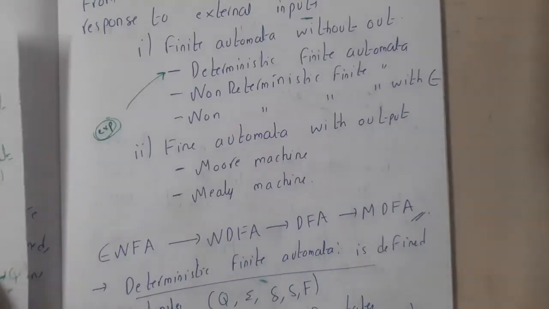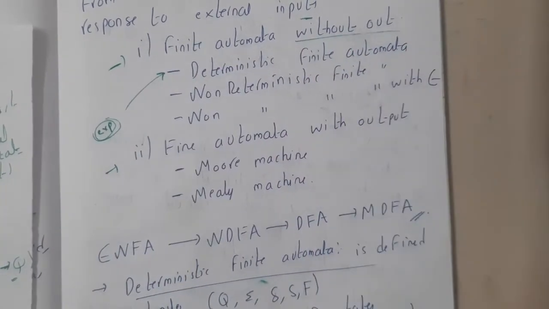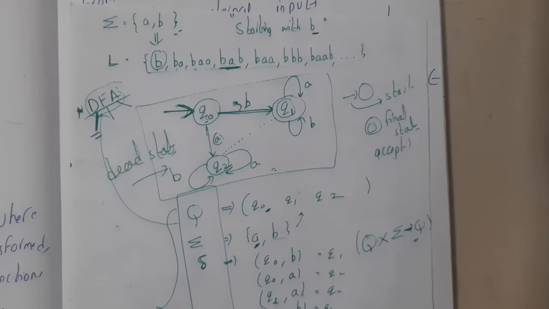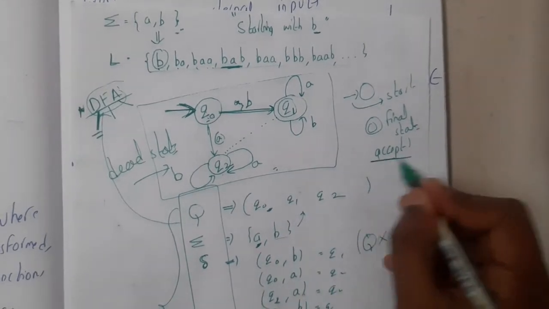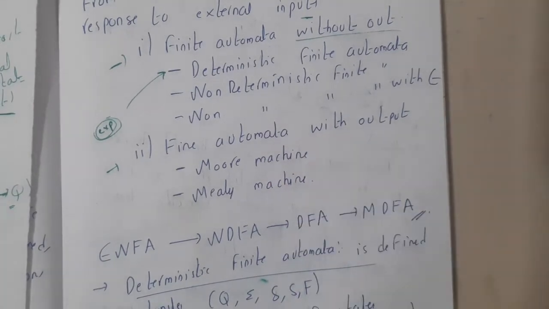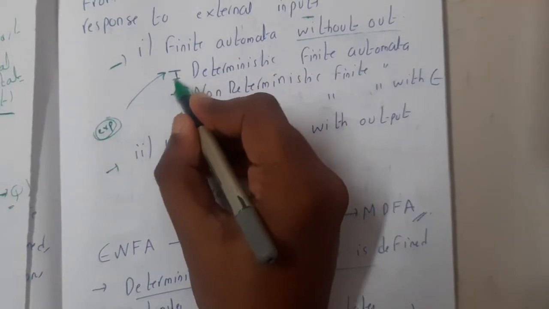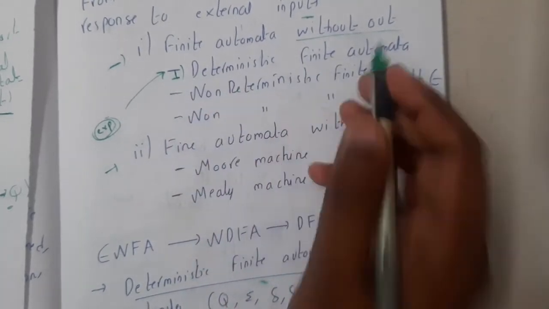Now there are two types of machines, guys. The first machine will not give any output. Here, did we get any output outside, guys? No, right? I am only saying whether my string is accepted or not, that's it. So there is no output concept here. But there are a few machines which can even give output, guys. So now we are discussing this part, the first part, deterministic finite automata.